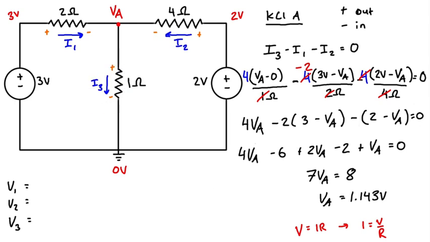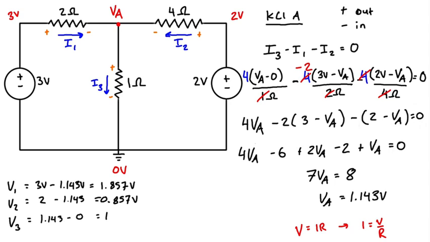So the voltage drop across the first resistor is 3 volts minus 1.143 volts, and that is just equal to 1.857 volts. For V2, we have 2 minus 1.143, and that's equal to 0.857 volts. And then for V3, we just have 1.143 minus 0, so that's equal to 1.143 volts.